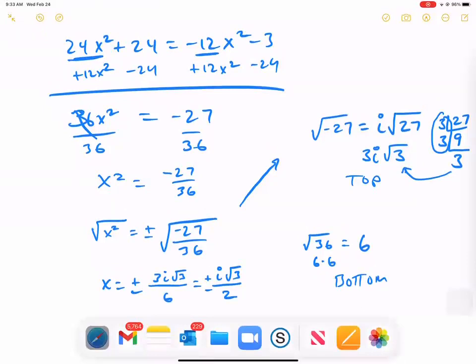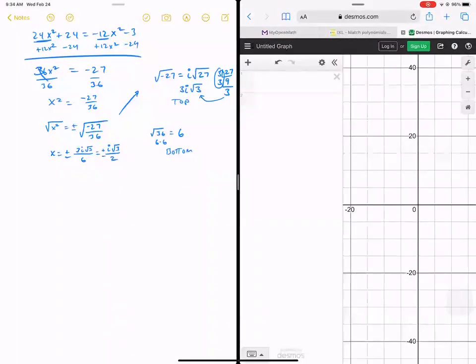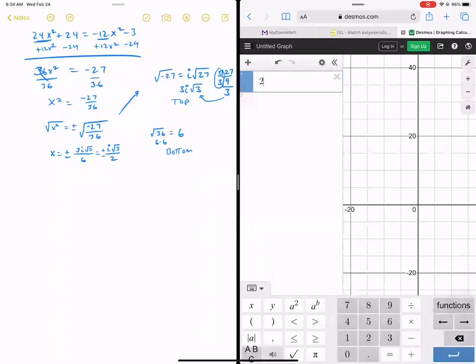Now let's go and take a look at what that looks like in Desmos. Let me just type out the whole thing. 24x squared plus 24 equals negative 12x squared minus 3.